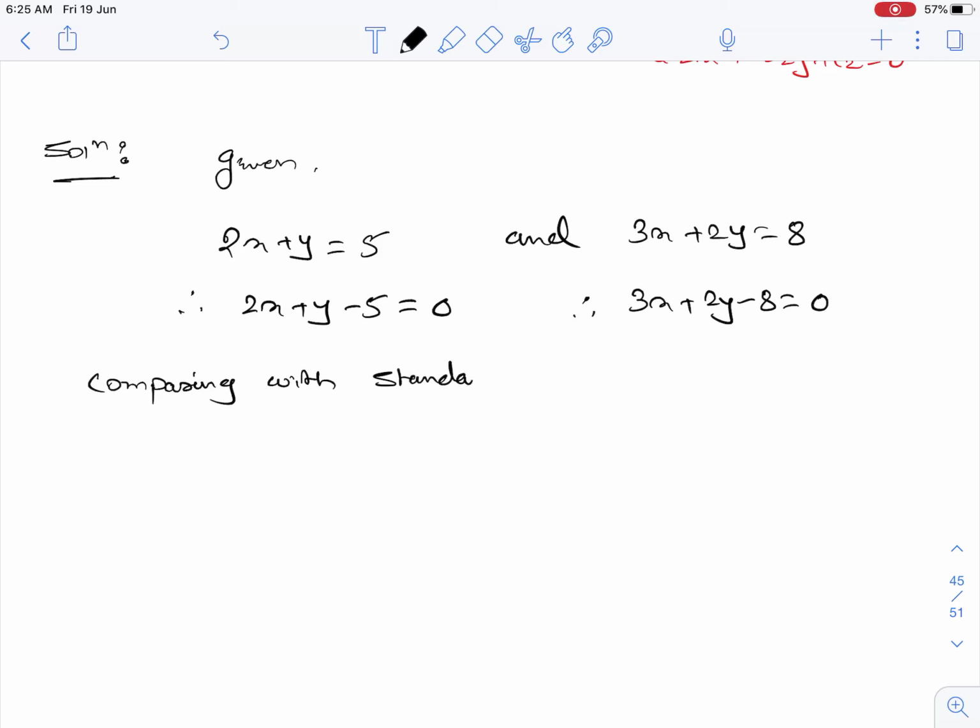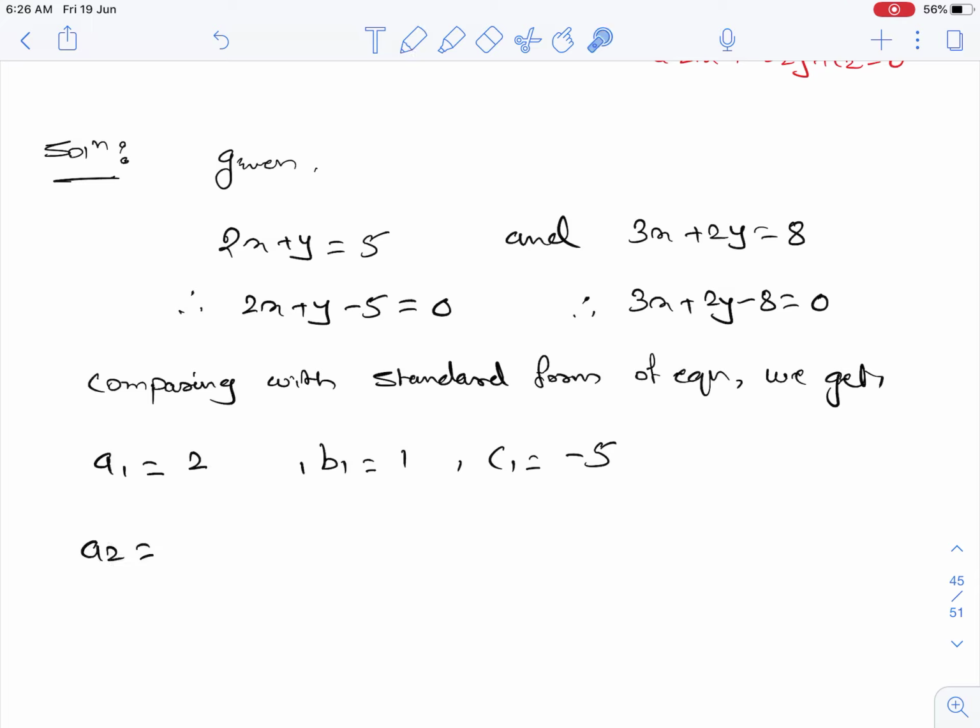Comparing with the standard form of equation, we get a1 equals 2, b1 equals 1 and c1 equals minus 5. Remember that all the 1 values, a1, b1, c1, you will get from the first equation, and all a2, b2 and c2 you will get from the second equation. So a2 equals 3, b2 equals 2 and c2 equals minus 8.